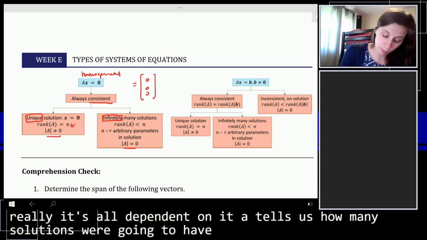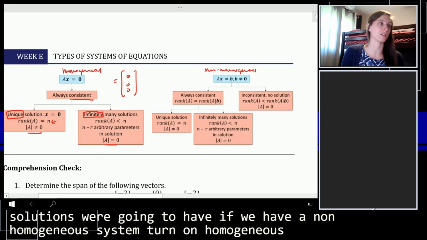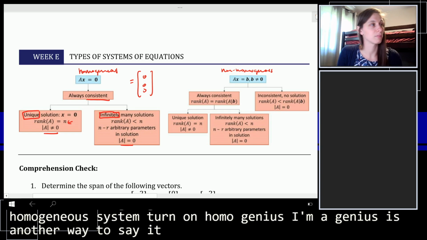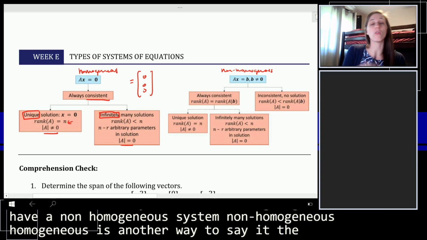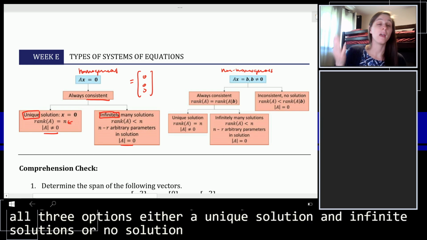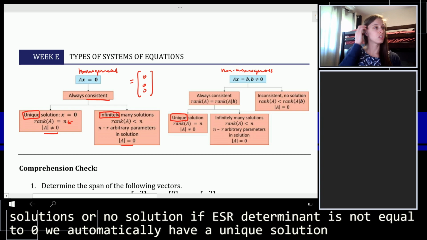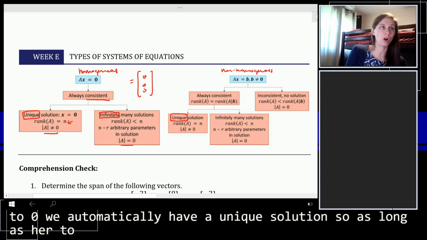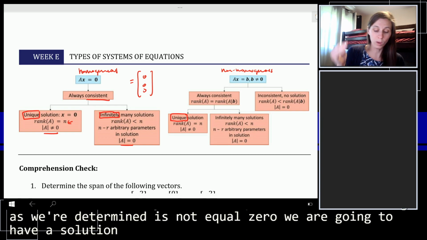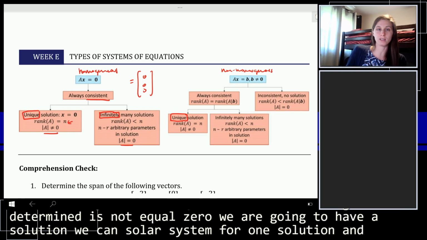If we have a non-homogeneous system, then we can have all three options: either a unique solution, an infinite number of solutions, or no solution. If our determinant is not equal to 0, we automatically have a unique solution. So as long as our determinant is not equal to 0, we are going to have a solution. We can solve our system for one solution and be done with it. We can use any method we want to solve our system.